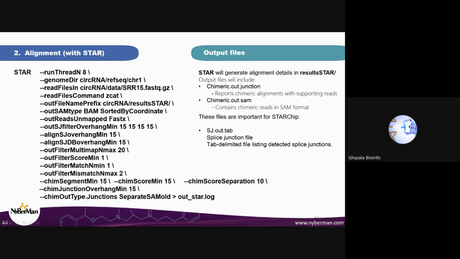Then we will be getting the junction file, which is the chimeric junction file in the last command that I am mentioning, and then we need the SAM file, so the same junctions in the SAM file format. Both will be required by STARChip. Ma'am, I have a doubt about this separate SAM file.